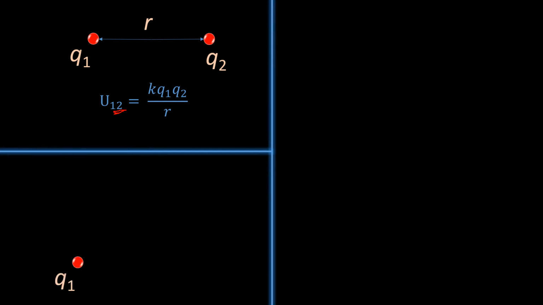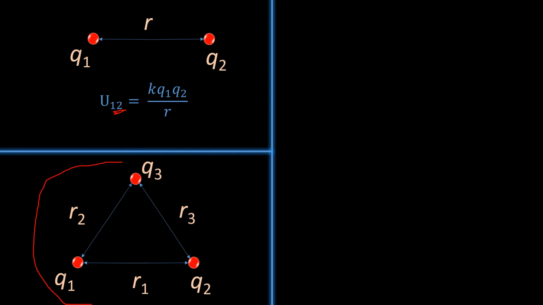What if we have three charges, say q1, q2 at distance r1, and then we have one more charge q3. Where is q3? Let it be at distance r2 from q1 and r3 from q2. So for this case, how do I determine the potential energy? Because to formulate this system, we need to spend some energy, and whatever energy we spend is stored in the system in the form of its potential energy. So how do I find out the potential energy for this three charge system?